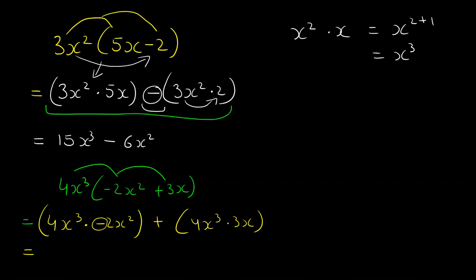So in this one, we will multiply 4 times 2, which is 8, and remember, don't forget the negative sign. And then we have x cubed times x squared, and remember the powers are added. So 3 plus 2 is 5 is the power. And for the next one, 4 times 3 is 12, and then x cubed times x is x to the power of 4, and that is as far as we can simplify it.